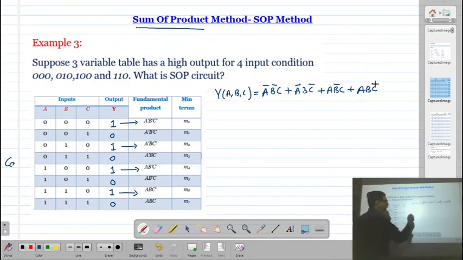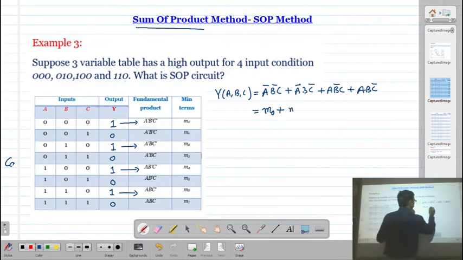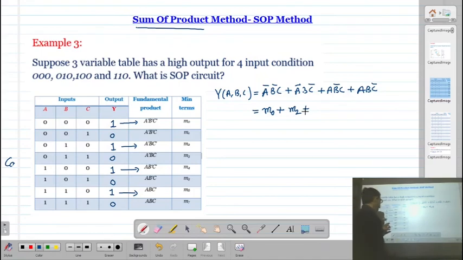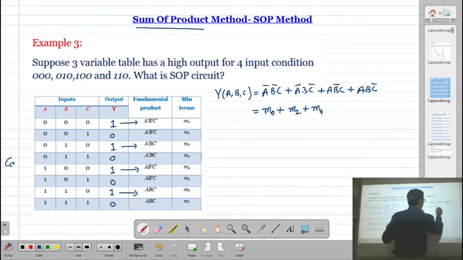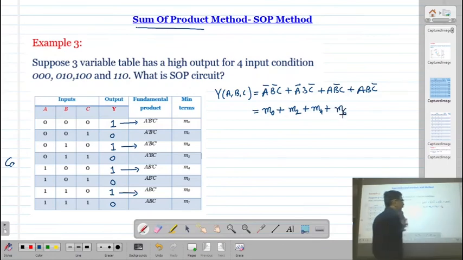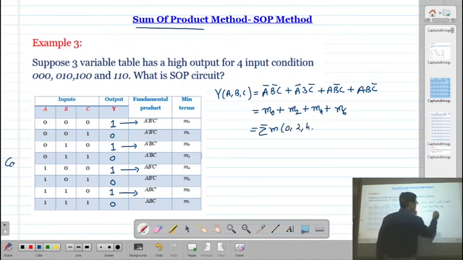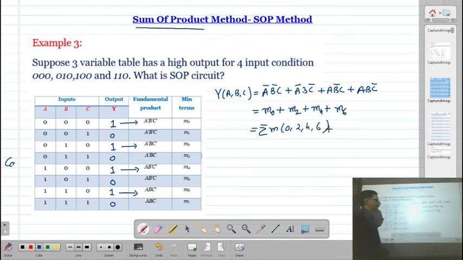So this is your Boolean expression. Now the same Boolean expression I can write as: A bar B bar C is representing which min term? That is M0. Then this one is M2. Then A B bar C is M4. And then we have M6. Correct? So in min term form, you can write the expression either in this way or you can write it as sum of 0, 2, 4 and 6.